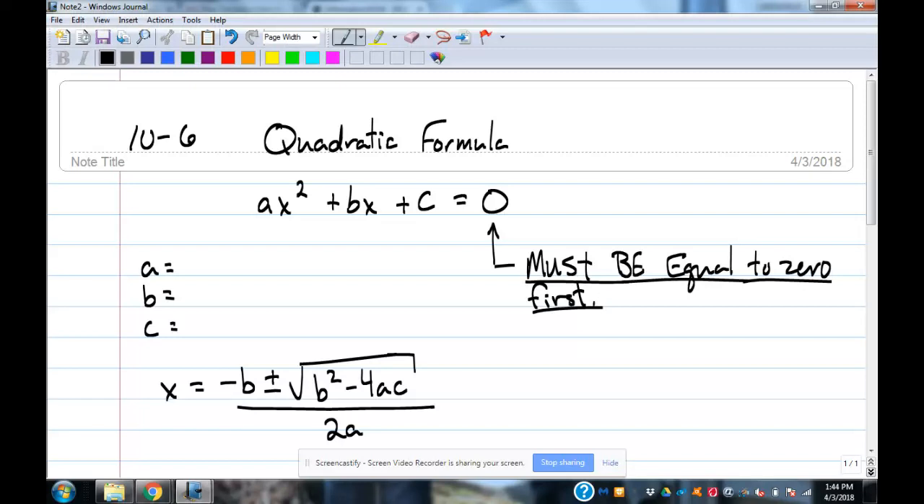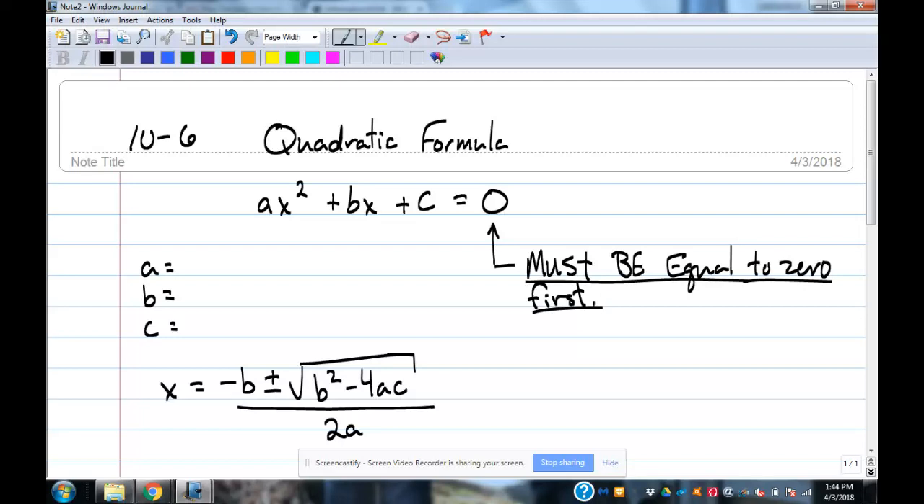So here it is again. x equals negative b plus or minus radical b squared minus 4ac divided by 2a. Like a bouncing ball. You remember watching cartoons? Okay. All right, let's do it again.